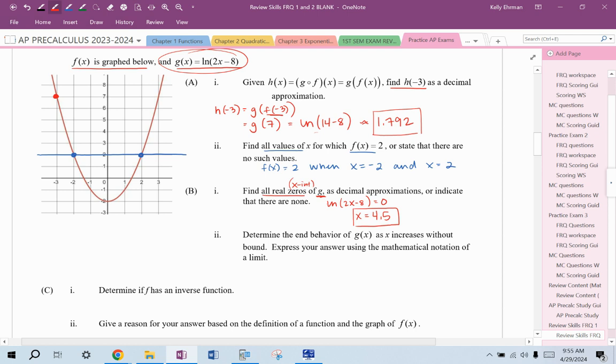Now, maybe your graph is being tricky or you're not sure, you've got your stat plot on, you can't figure out why it won't graph and what's happening. You can solve this by hand too. Remember, if I want to get rid of a natural log, I can base e both sides. E to the ln of 2x minus 8 equals e to the 0. E to the ln, those are inverse functions. They cancel each other out. E to the 0 is 1. And so you do get 9 over 2 this way, which is 4.5.